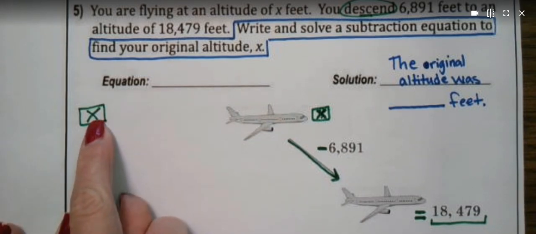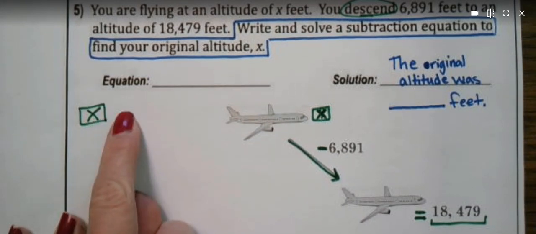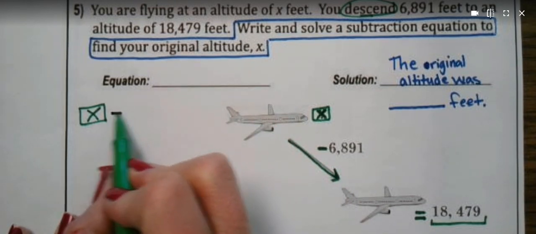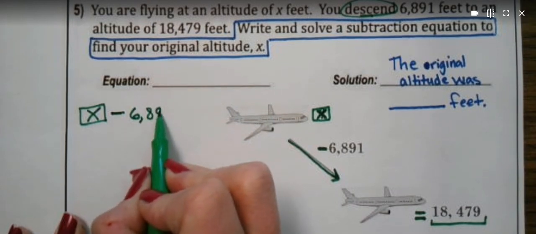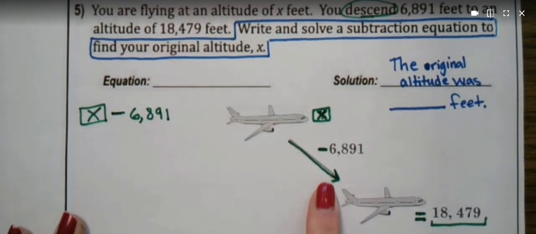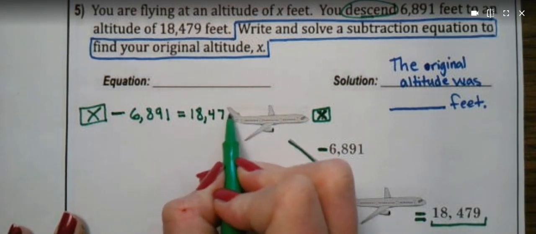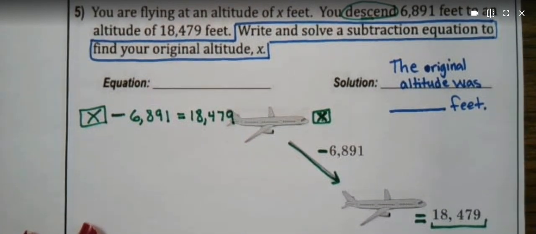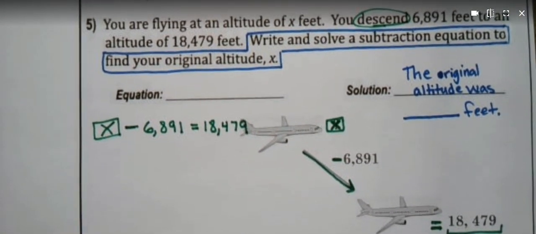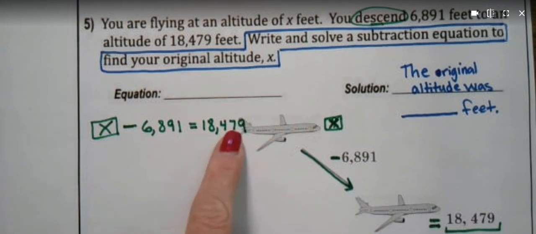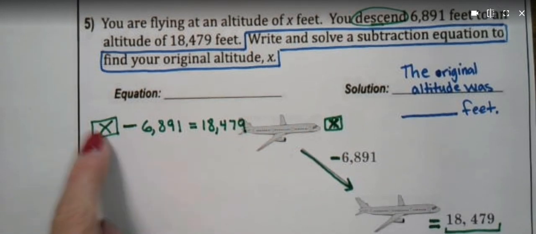Then what happens? We're flying at X altitude. We're flying, and then what do we do? We decrease, we fall, we drop 6,891 feet. And now our new altitude is equal to 18,479 feet. I'm going to run out of room here. This equation tells us the story of what's happening. We start at a high altitude, we descend, and then now we're equal to this altitude. Where were we before we descended?